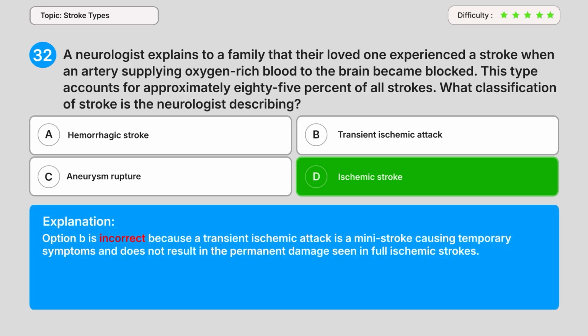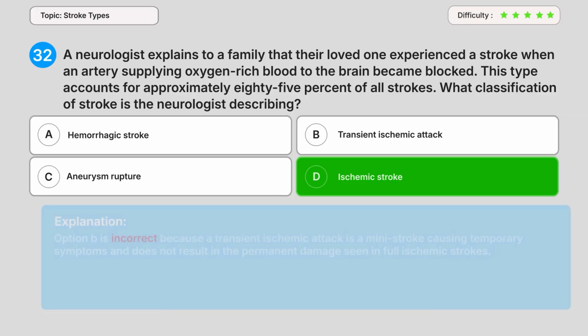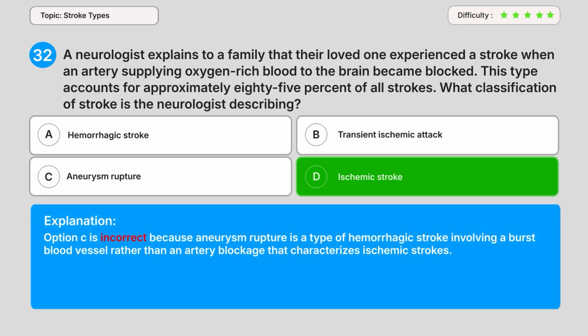Option B is incorrect because a transient ischemic attack is a mini-stroke causing temporary symptoms and does not result in the permanent damage seen in full ischemic strokes. Option C is incorrect because aneurysm rupture is a type of hemorrhagic stroke involving a burst blood vessel rather than an artery blockage that characterizes ischemic strokes.